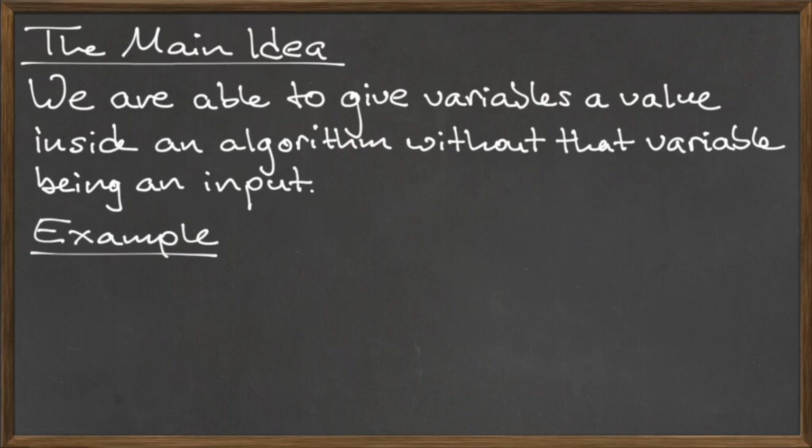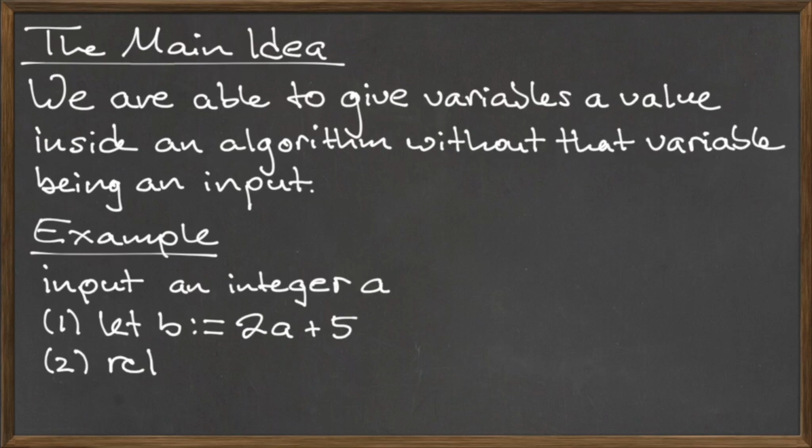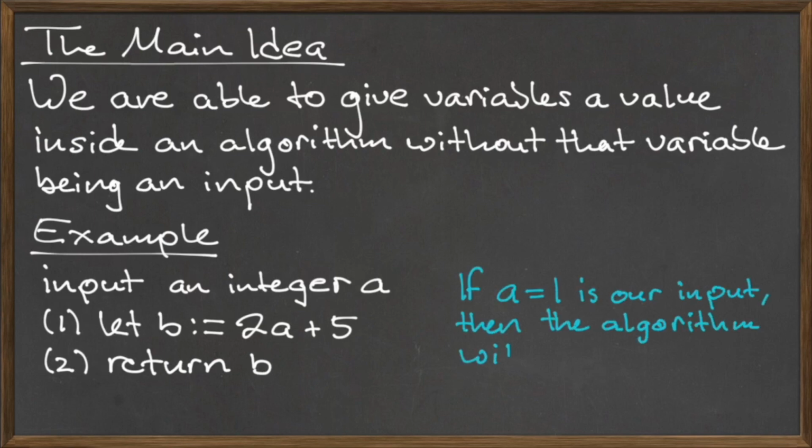Consider the following example algorithm, which accepts an integer a as input. Using the let equal assignment, we create the variable b and assign the value of 2a plus 5 to the variable b, which is then returned. So, for the input a equals 1, the variable b is created and assigned the value of 2 times 1 plus 5, which is 7, which is then returned as output.